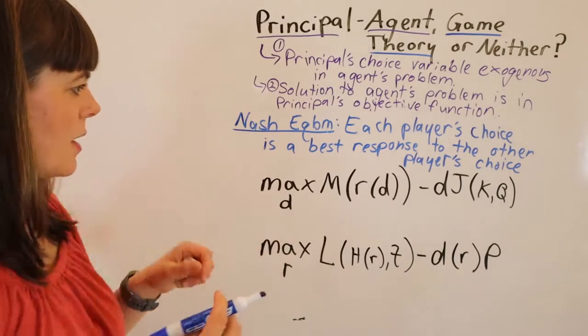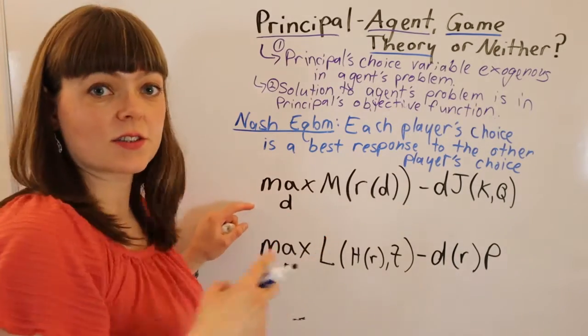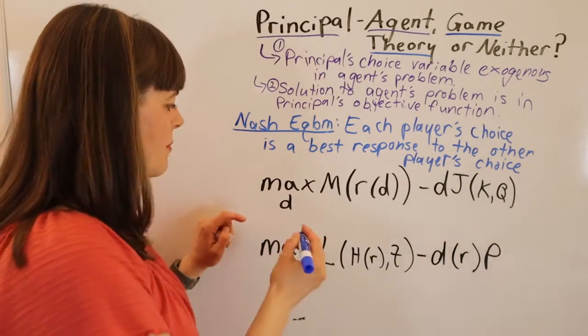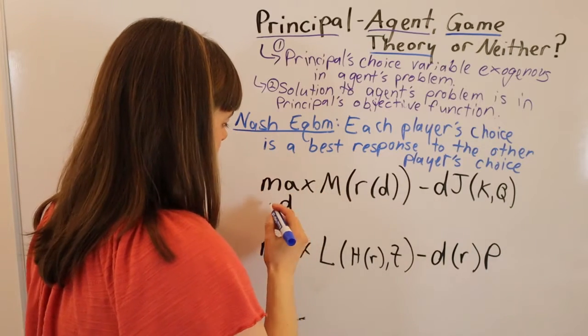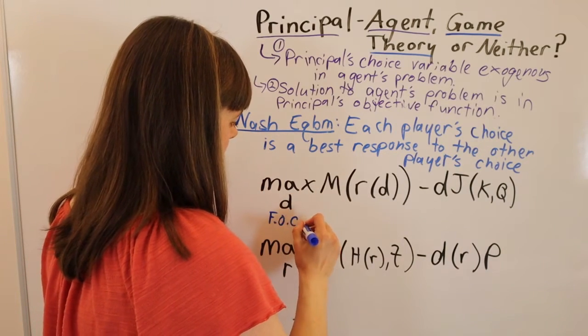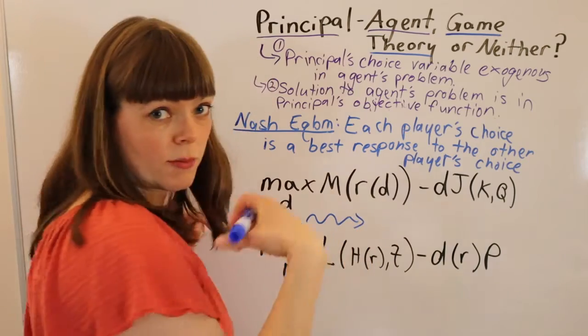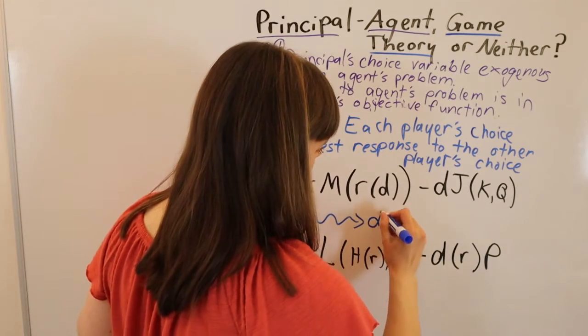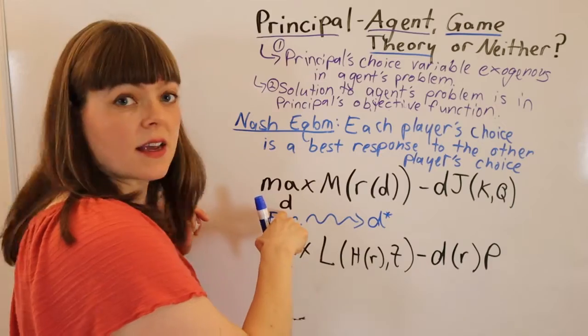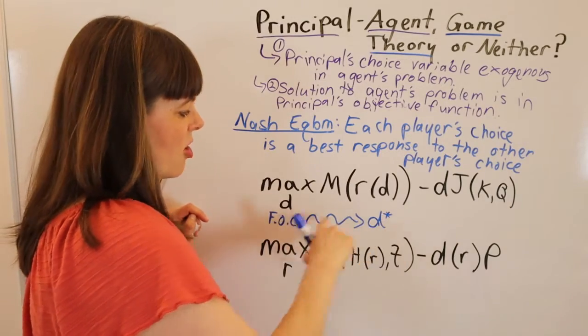So to think about this, let's first think about what is the solution to these models in the way I just described. If we look at this top model, we take the first order conditions, yada, yada, yada. We do a bunch of work, and that's going to generate the optimal value of D. And we remember that D star is different than D.